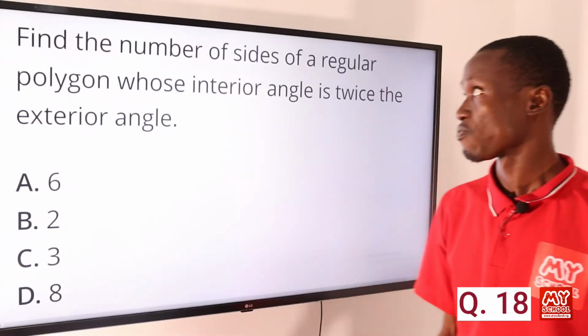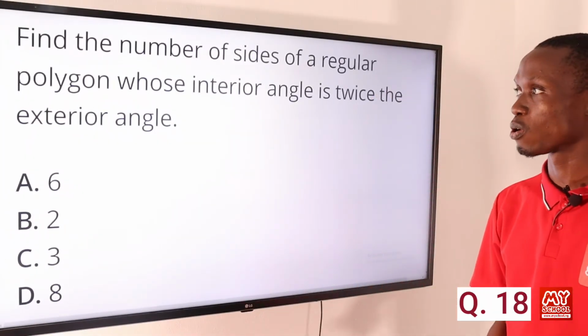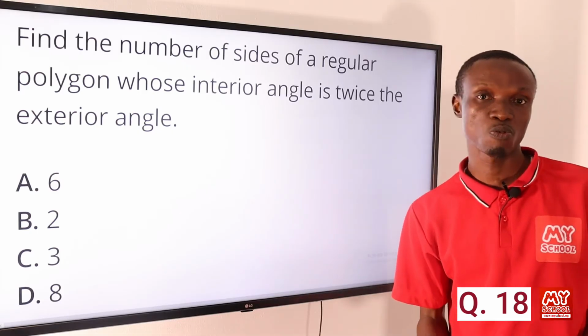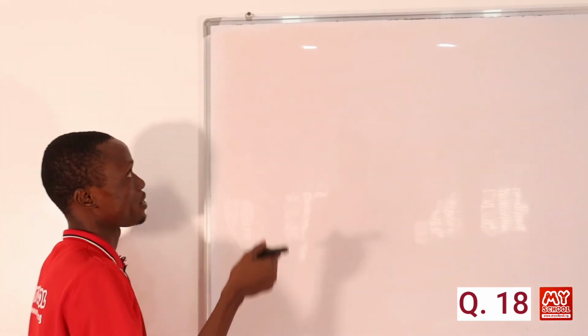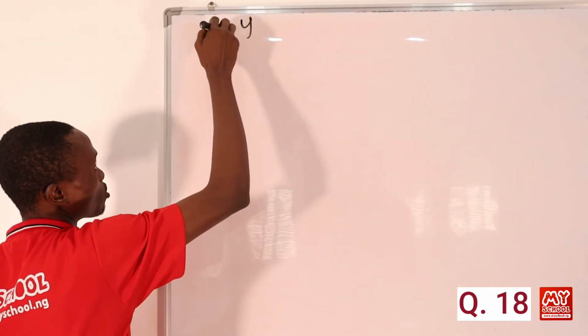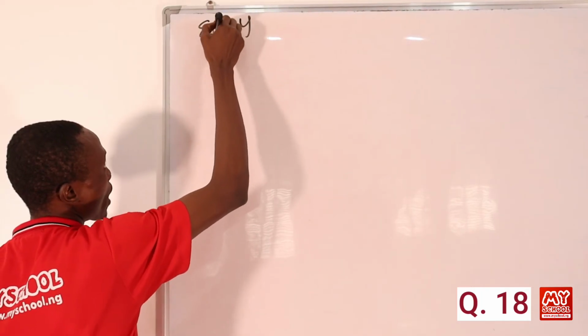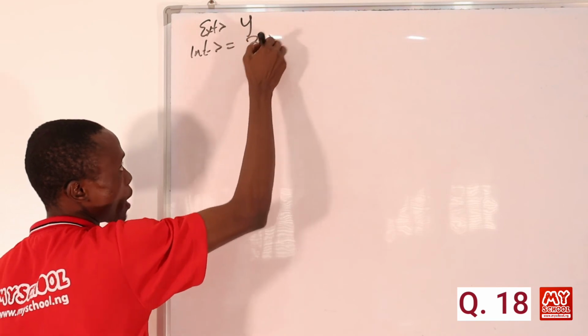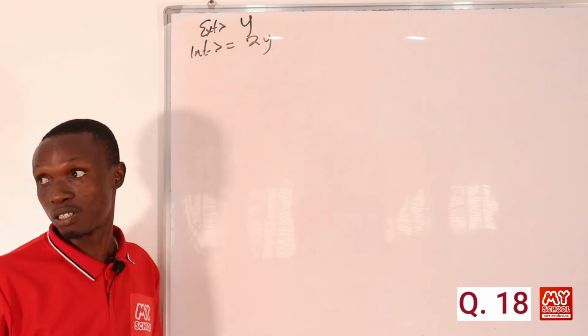Question 18. Find the number of sides of a regular polygon whose interior angle is twice the exterior angle. So let's move to the board to provide the answer to this question. In this case, we can say let the exterior angle be y. Okay, so if the exterior angle is equal to y, then the interior angle will be equal to 2y, because the question said the interior angle is twice the exterior angle.